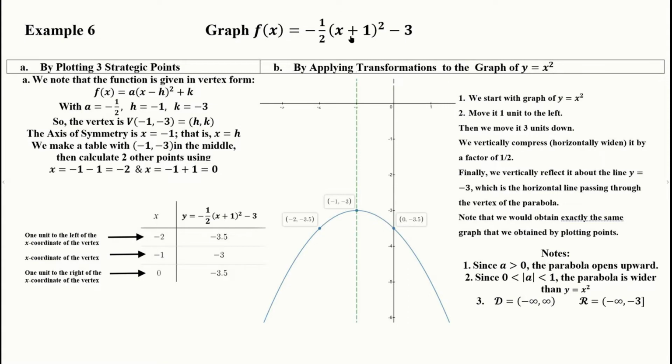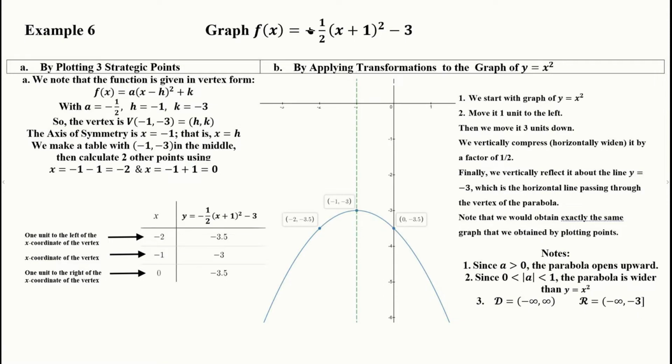Now notice that x equals negative 1 is going to be the line of symmetry here. And as far as the domain is concerned, it's of course all reals. The range is not going to include any y value greater than negative 3, right? So that's why we know the range is going to be negative infinity all the way up to negative 3 and including negative 3. That's why we need a bracket, right?